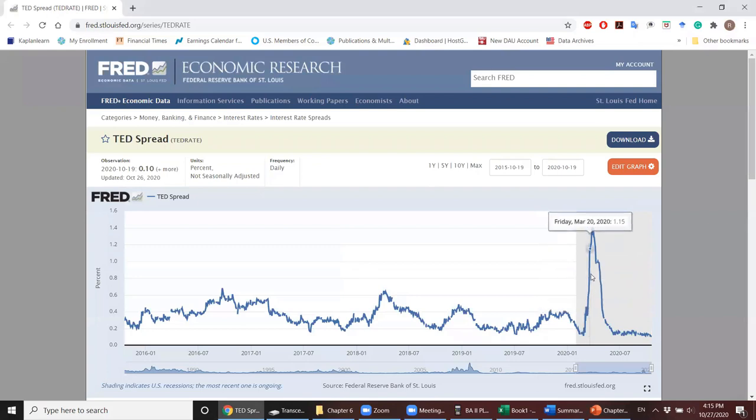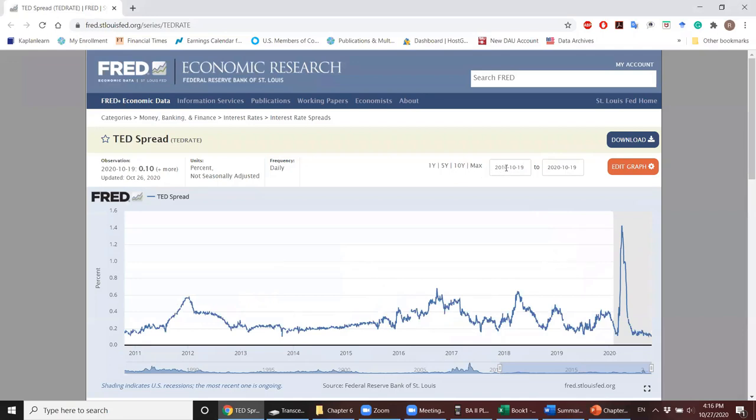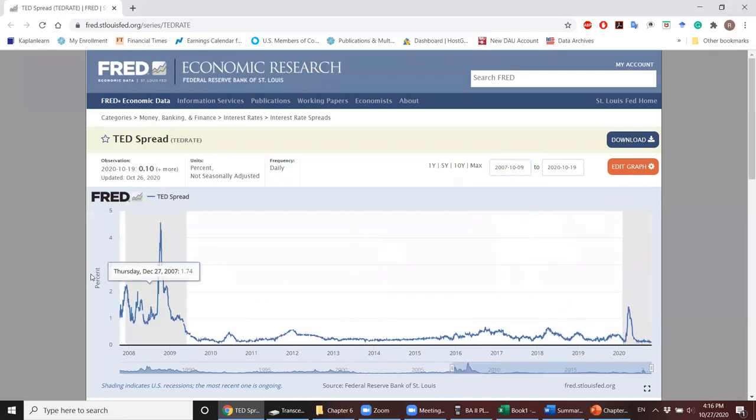During periods of market uncertainty, the TED spread will rise. And during periods of low market uncertainty, that's when it will fall. So notice here during the height of the coronavirus outbreak, the TED spread was very big. If we go back a couple of years to the financial crisis, we would find that would have been true during the financial crisis as well. So again, large TED spread during these recessionary periods, which are in gray.